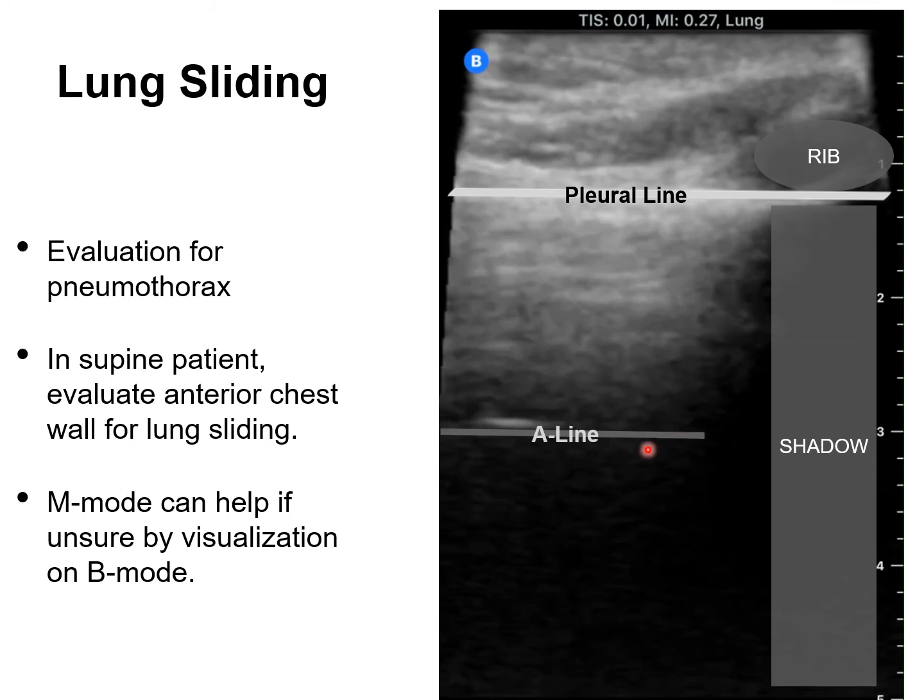An A line is a reverberation artifact of the pleura, so it's exactly as deep as 2 times the depth of the pleura, and it is a normal finding. It is a reassuring finding. It should not be there if there's pneumothorax.